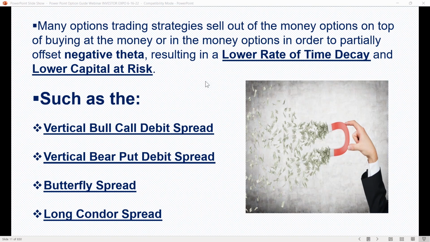And we'll go through some examples here in a little bit. And then the other really great kind of spread is what we call the long condor. So that's another one that we can really structure to lower our capital at risk and also to control theta and give us positive theta, so we're not having that theta decay against the trade.